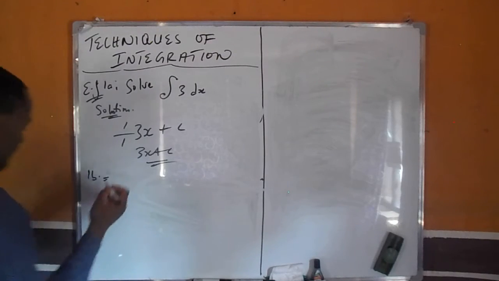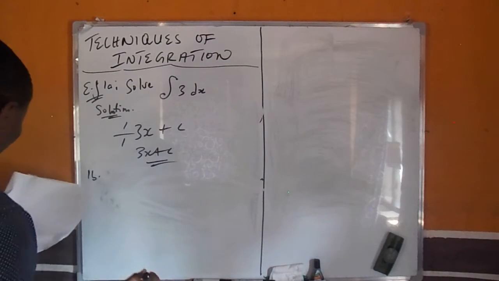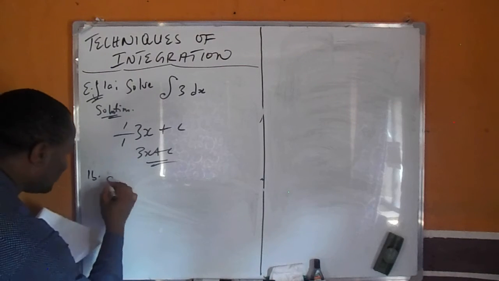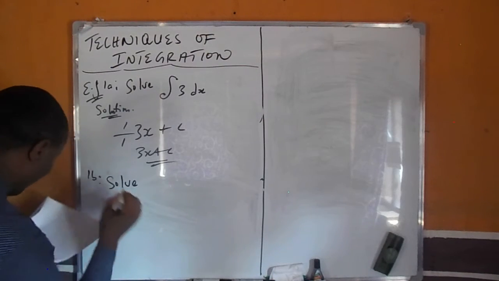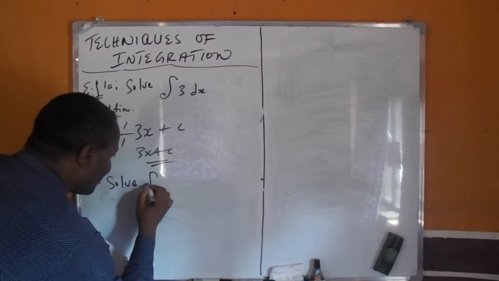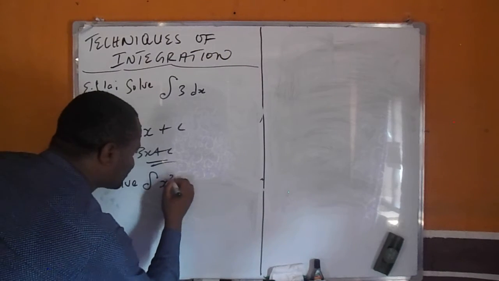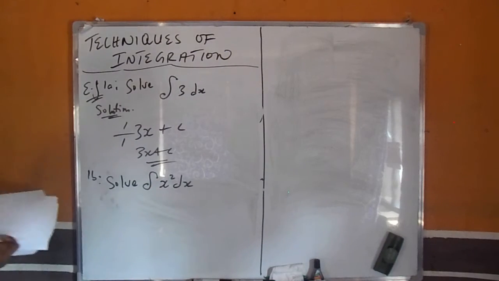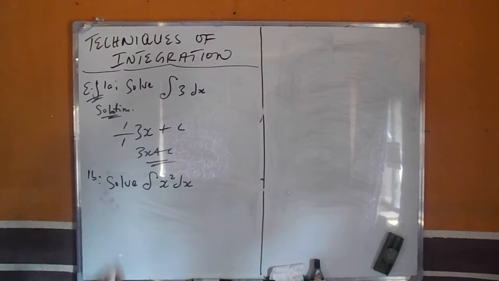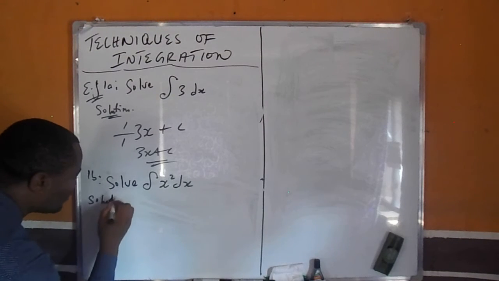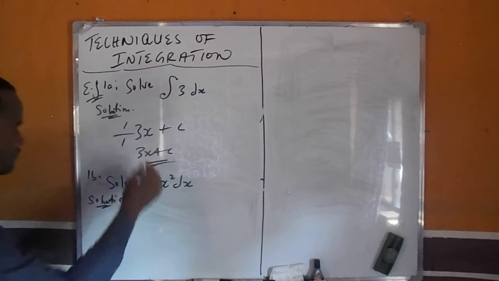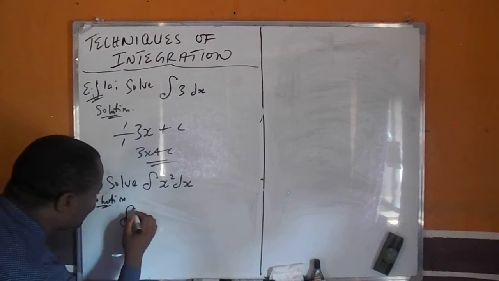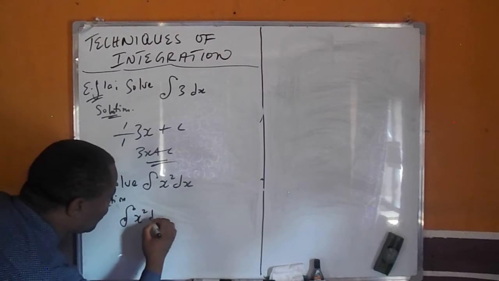In 1b, 1b says that solve integral x raised to power 2 dx. Solve integral x raised to power 2 dx, we come here by saying solution, integral x raised to power 2 dx.